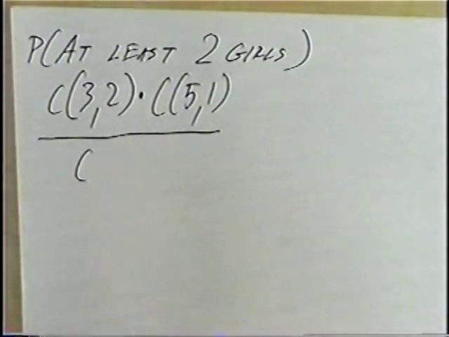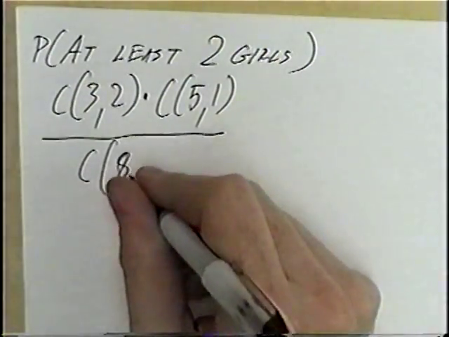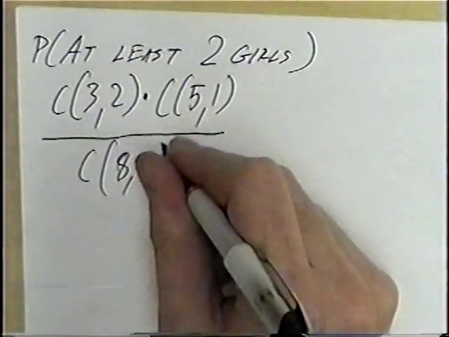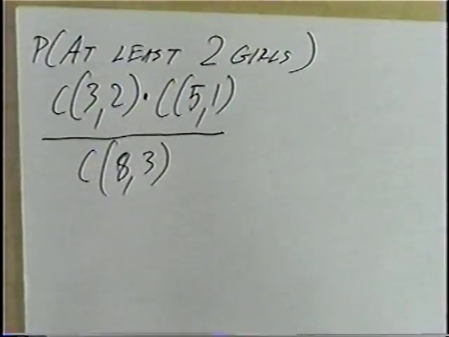Setting the fraction up again, the combination: same denominator as we had before. There's 8 total people, and we're picking 3 people from those 8. So the total number of possibilities, combination 8, 3.